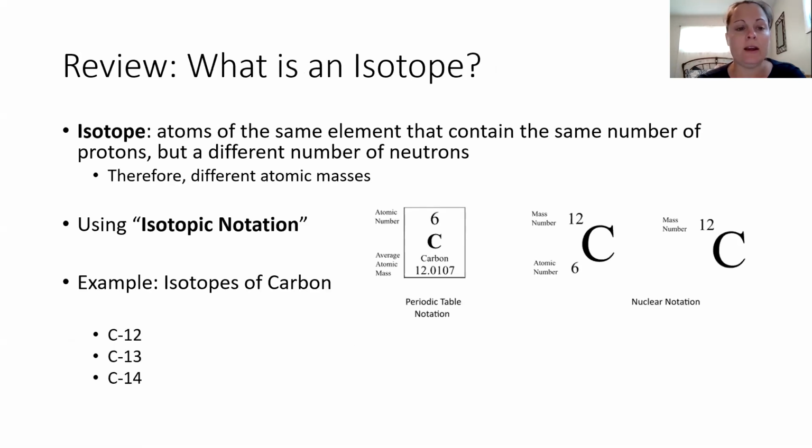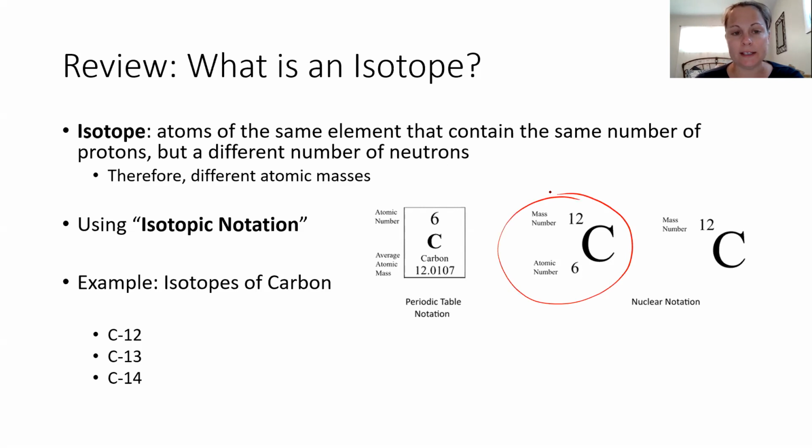Before we begin, you cannot write nuclear equations without understanding isotopes and isotopic notation. An isotope is an atom of the same element that contains the same number of protons but a different number of neutrons, and therefore they have different masses. But since they have the same atomic number of protons, they're still considered the same element. Isotopic notation is seen over here.